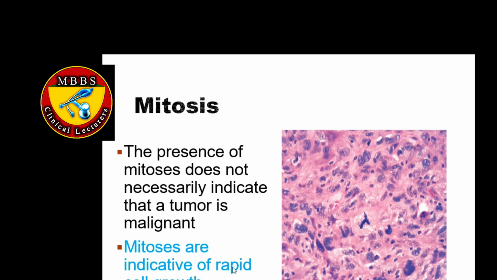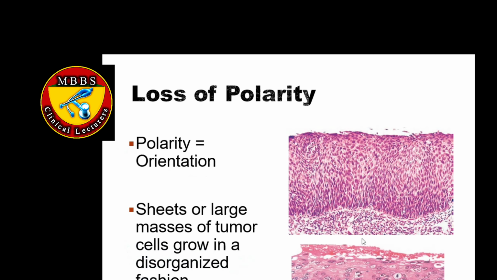Okay, mitosis. The presence of mitosis does not always indicate that it is a malignant tumor. Please remember this point. But yes, in malignant tumors, we find a lot of mitosis. So I just showed you a tripolar or abnormal mitosis, but besides that, some mitoses are present, which can be identified by you, and they are indicative of rapid cell growth. And we know that tumor cells multiply at a fast speed.